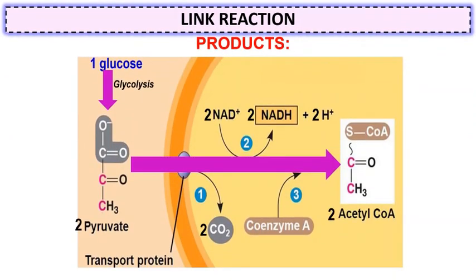So what is the product of the link reaction? For 1 molecule of glucose that enters glycolysis, it will produce 2 pyruvate. The 2 pyruvate will enter the link reaction, producing 2 acetyl coenzyme A, 2 NADH plus 2H plus, and releasing 2 CO2.